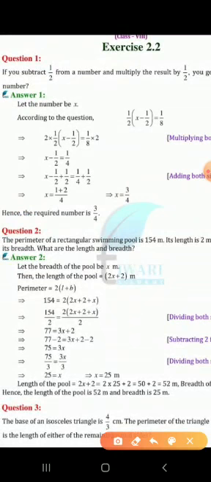Breadth we don't know, so we can assume here breadth, let it be x. And now it is given that length is 2 meter more than twice its breadth. So length will be what?